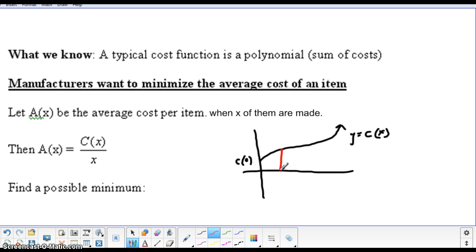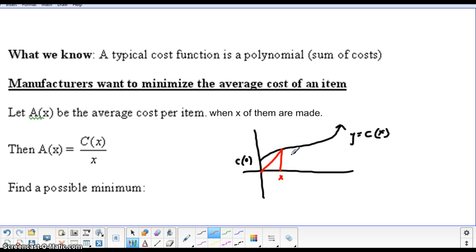At that point here, this would be the cost, the C of X. And we would want to find our average cost. So you would find from the cost it would take to make these number of items, you would actually have to draw a line from here to here and find that slope. That would be the cost that it would take to make these number of items, this X here.